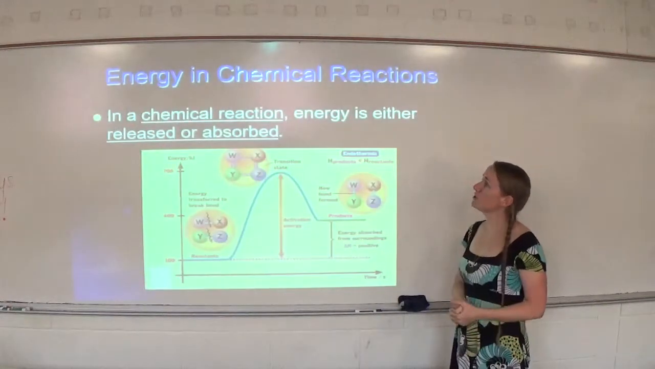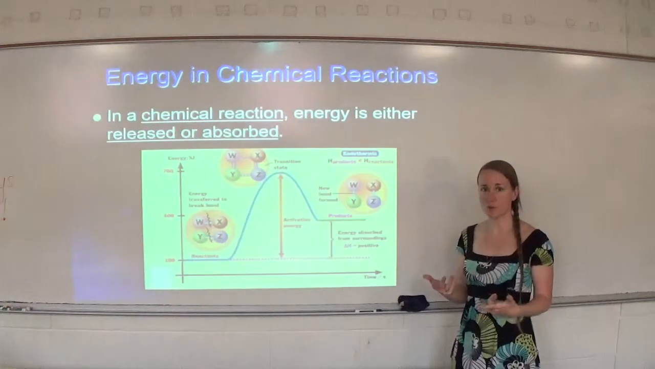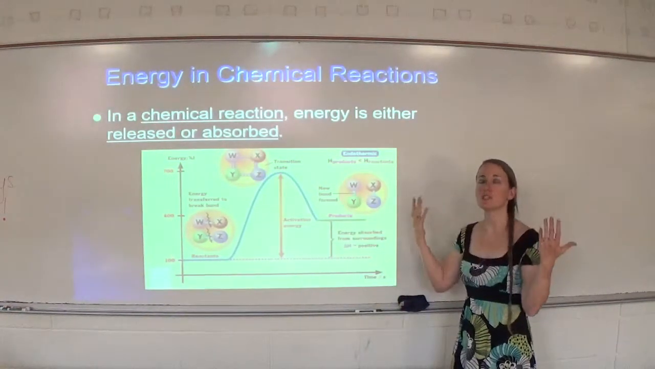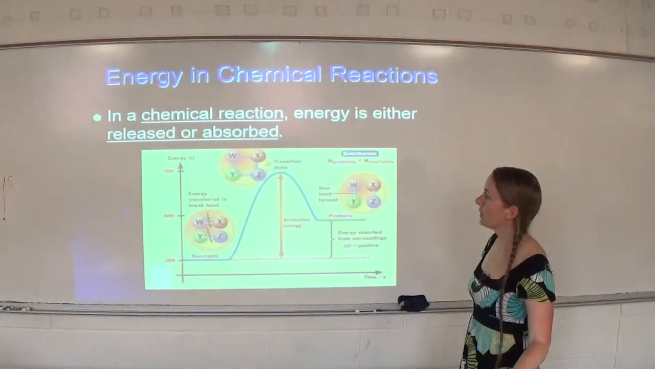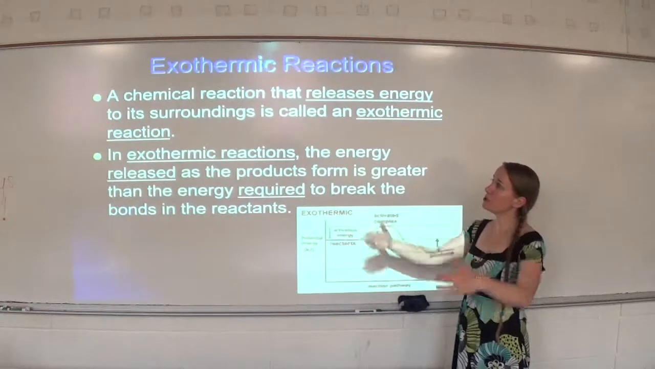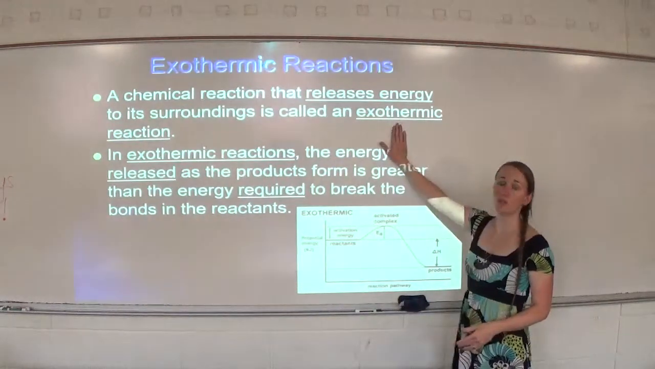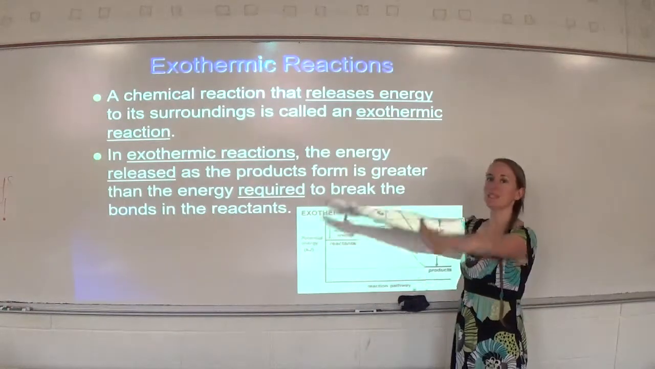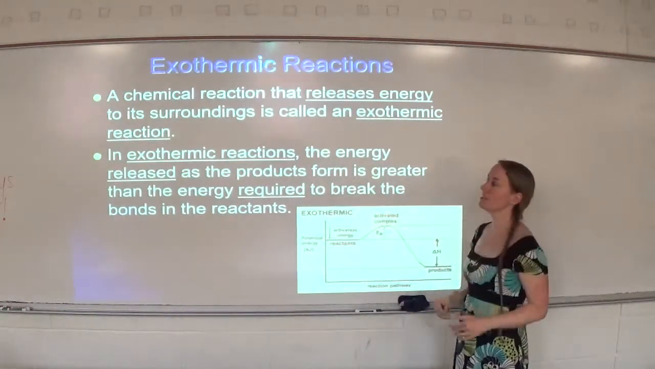In a chemical reaction, energy is either released or absorbed. It could release energy, it could absorb energy, it just depends on what type of reaction is occurring. A chemical reaction that releases energy to its surroundings is called an exothermic reaction. So think of exo as exiting. Energy is exiting the reaction if it releases energy.